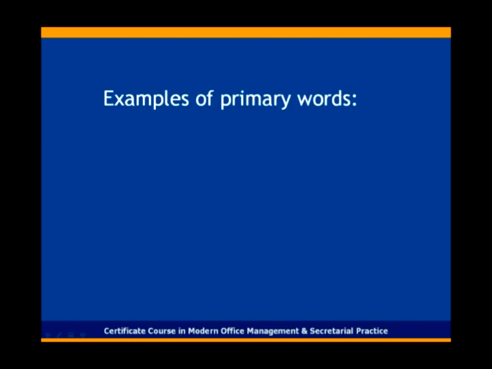Here are some examples of primary words. Head, food, name, good.